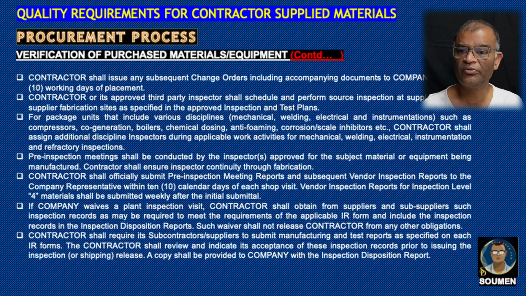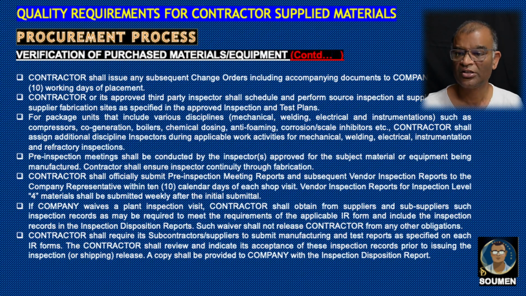For inspection level 4, material shall be submitted weekly because it is the most strict level. If the company waives a plant inspection visit, the contractor shall obtain from the supplier or sub-supplier such inspection records as may be required to meet the requirements of the inspection record form, or IR form, and include the inspection records in the inspection disposition report. Such waiver shall not release the contractor from any other obligations.